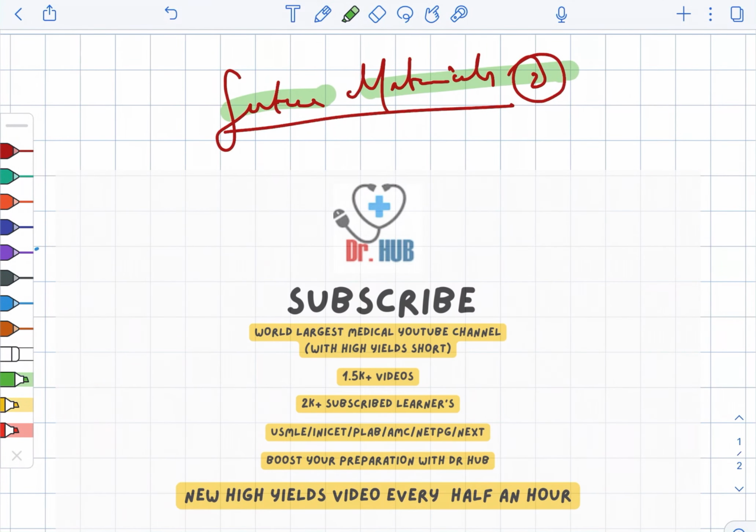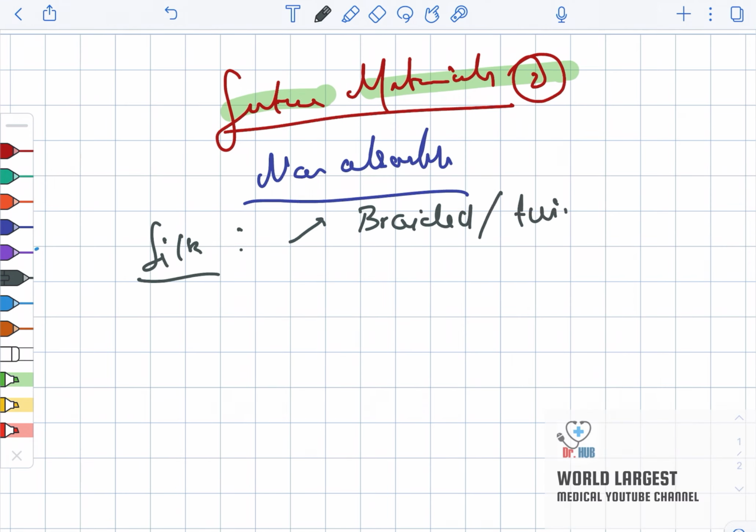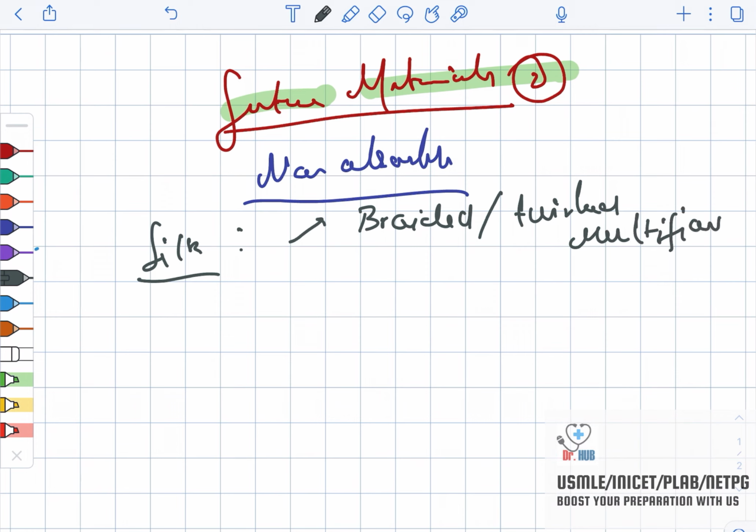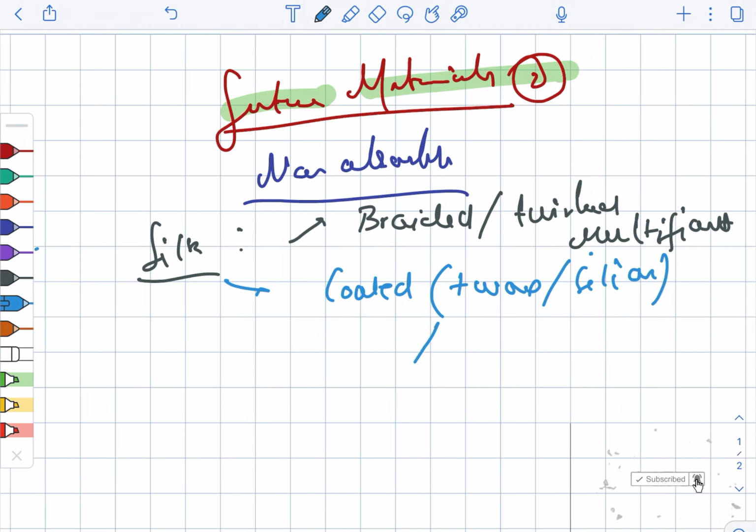Suture materials. Now part 2, we are looking at the non-absorbable. In case of the non-absorbable, first we are looking at the silk. The silk can be braided or twisted, and it is multifilament. It can also be coated, with wax as well as silicone.